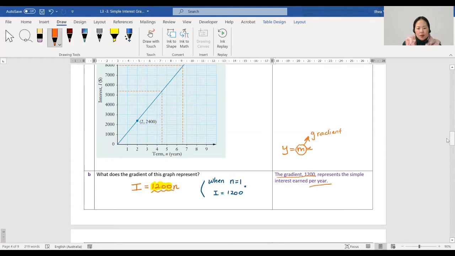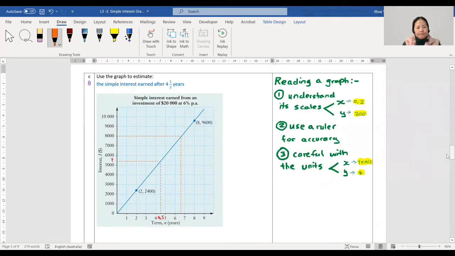Okay, because that is year. So whatever the n, it all tells you it's going times by 1200. So that just means it represents the simple interest earned per year. Okay, part C. Use the graph to estimate.